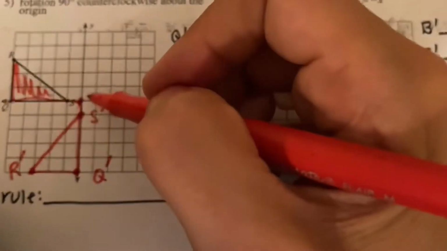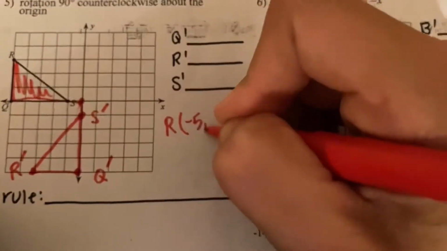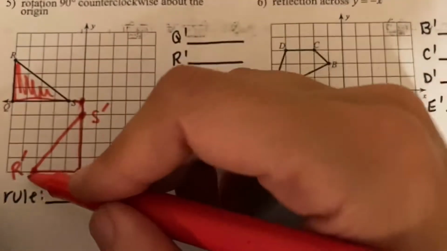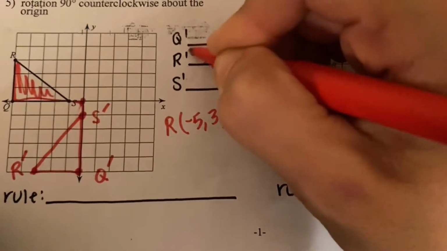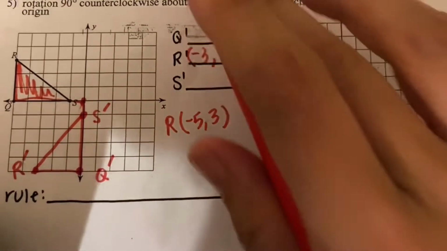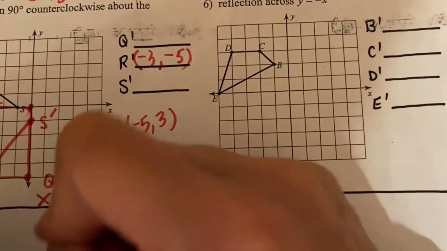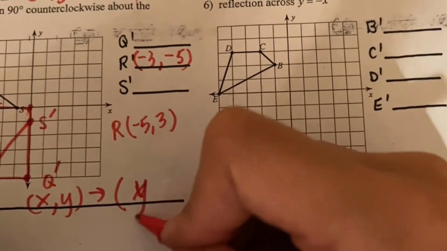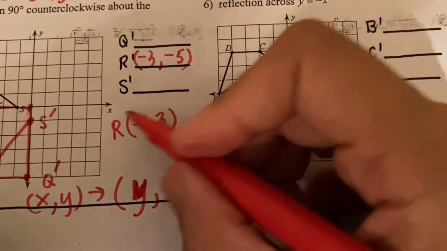Okay. So let's look how the coordinates changed. Our R coordinate was -5, 3. And our new R coordinate is -3, -5. So this looks like when I moved counterclockwise before. It looks a lot like that one. They swapped. So the X and the Y are now in swapped position. The Y is where the X is and the X is where the Y is.